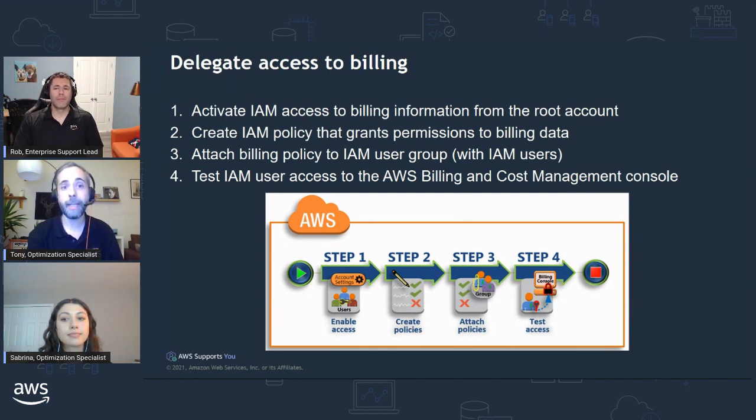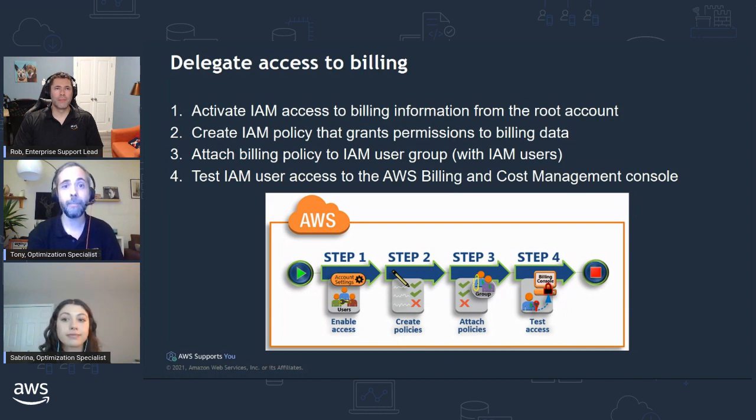Step 2, create an IAM policy that grants permissions to billing data. After enabling billing access on your account, you must still explicitly grant access to billing data to specific IAM users or user groups. You can grant this access with an existing AWS managed policy or create a customer managed policy.